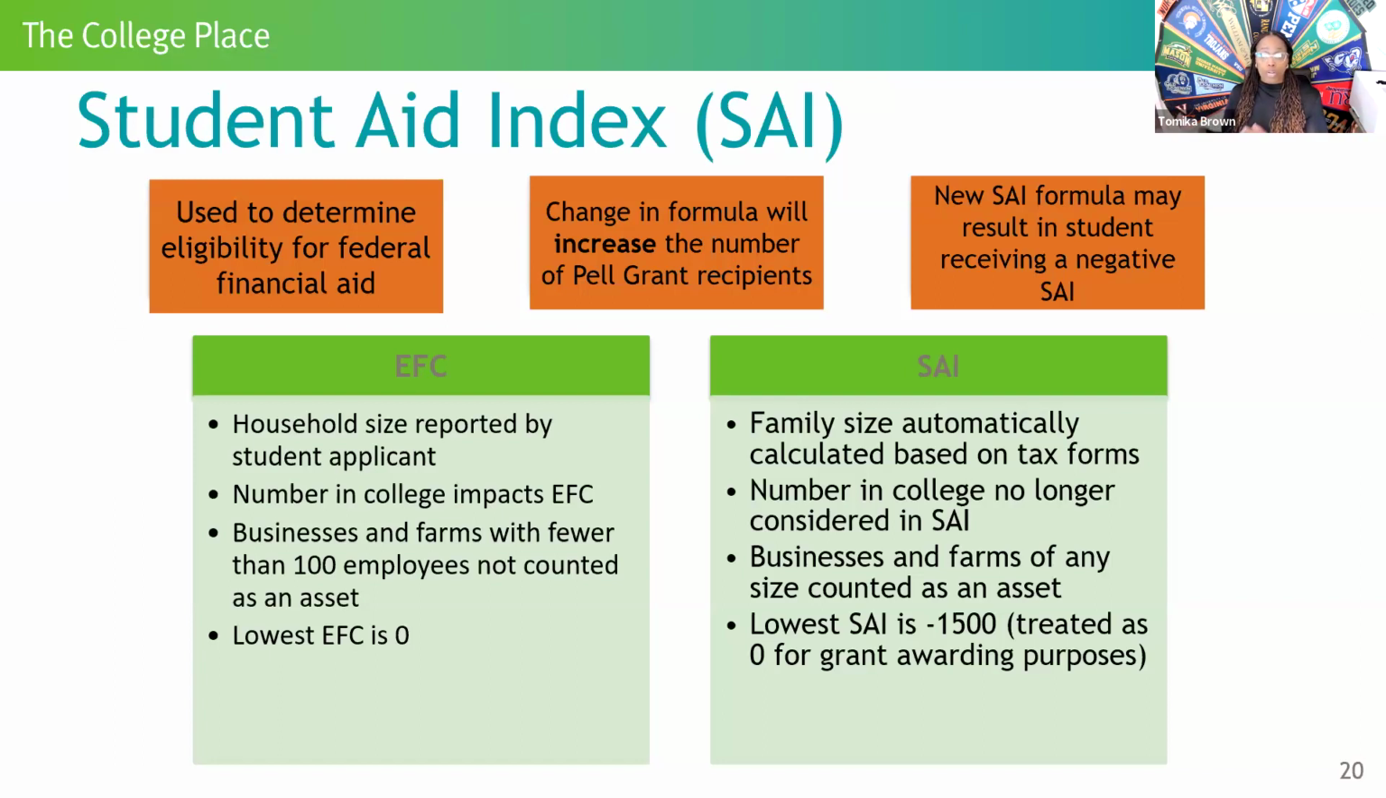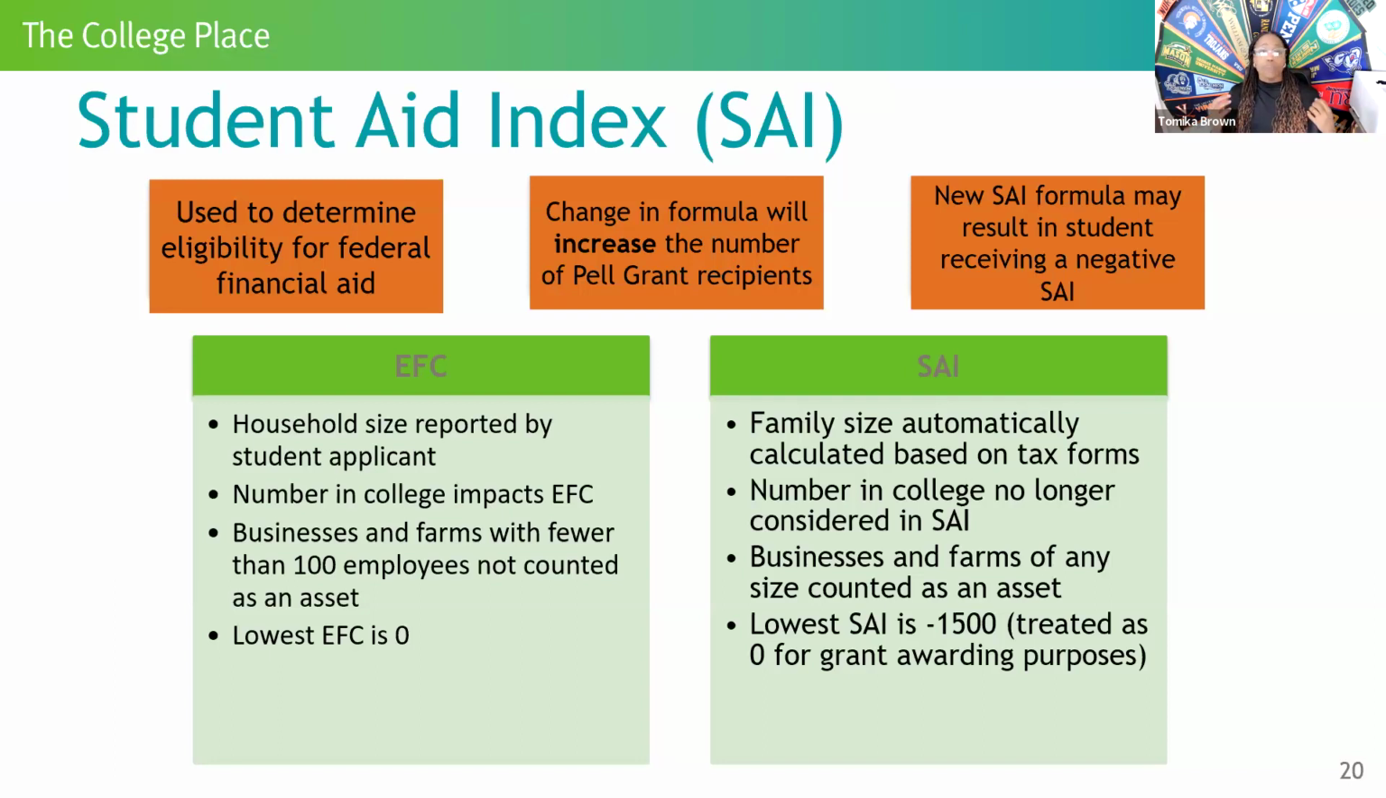Beginning with the 2024-2025 FAFSA, we're now using the SAI, where they calculate the family size and not the household size. Just as a reminder, as I mentioned earlier, the family size is associated with the contributor and not necessarily with the student. That's why they changed the language from household size to family size, because it could be a contributor that does not share residence with the student. And that family would be the family that lives with the contributor, not necessarily the family that lives with the student. The number in college will no longer be considered on the SAI.